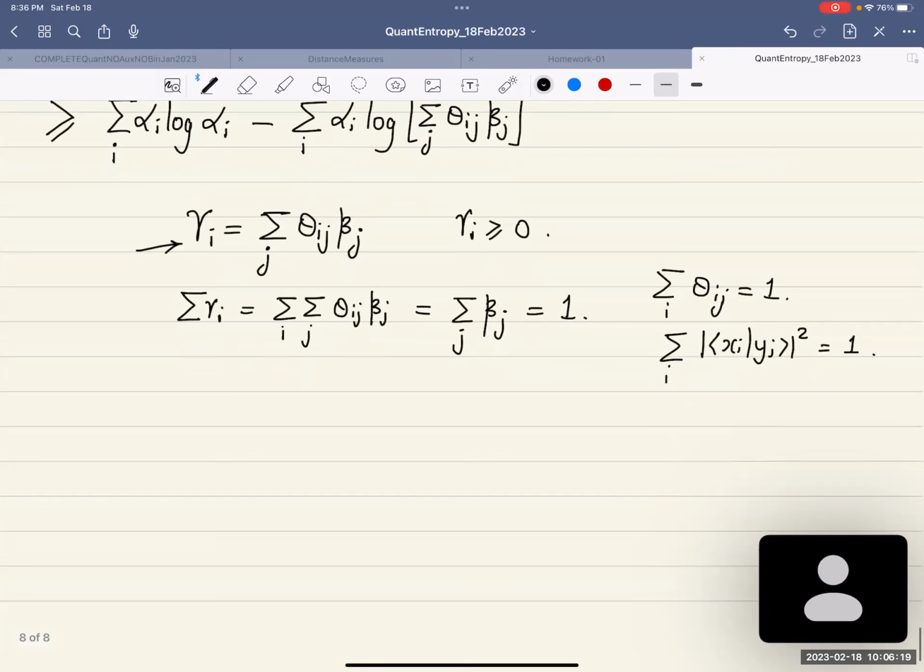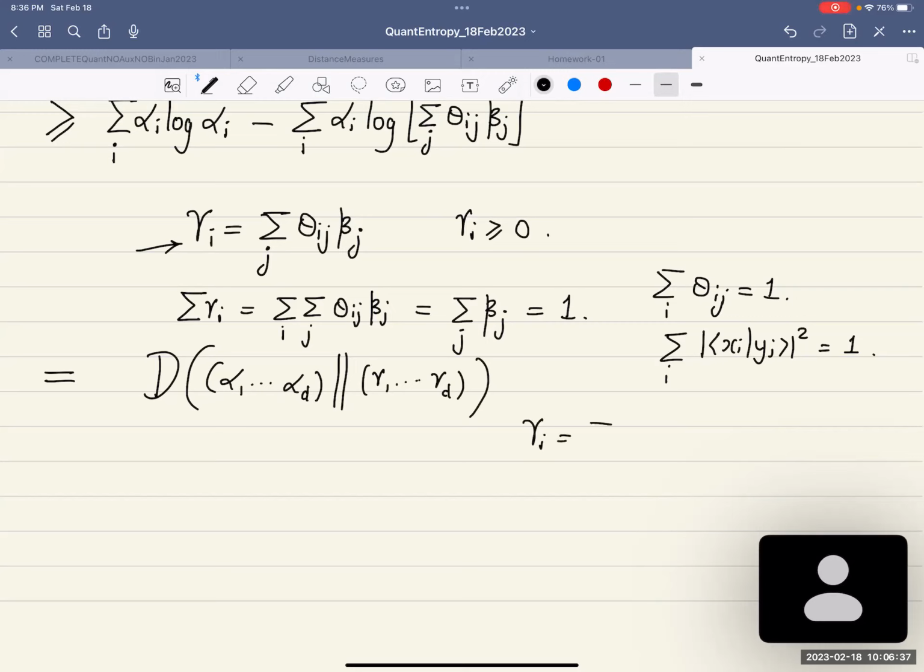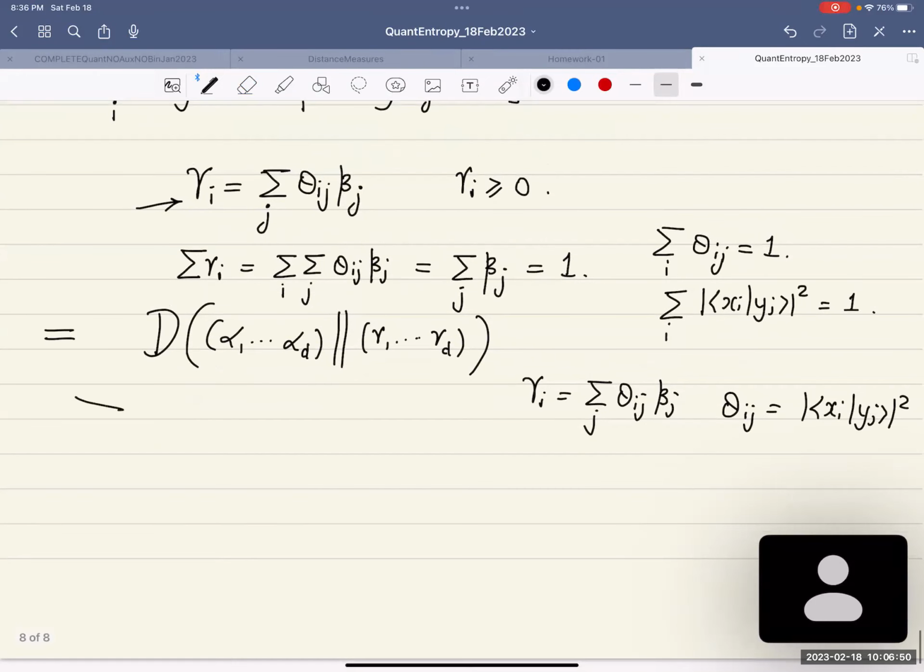So what have I got? I have got this to be the divergence between the vector alpha 1 to alpha d and the vector gamma 1 through gamma d, where gamma i is defined as above, summation over j theta ij beta j, and theta ij is defined as mod xi yj squared. So I have shown that. This is the divergence, and I know the divergence between any two probability distributions is greater than or equal to 0. So that's why I did the previous step.